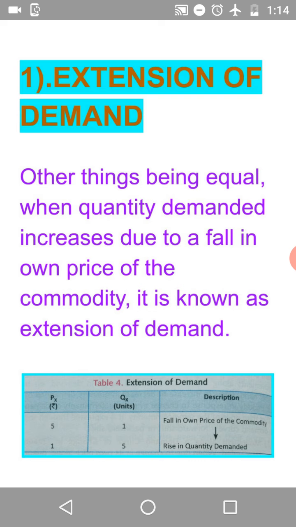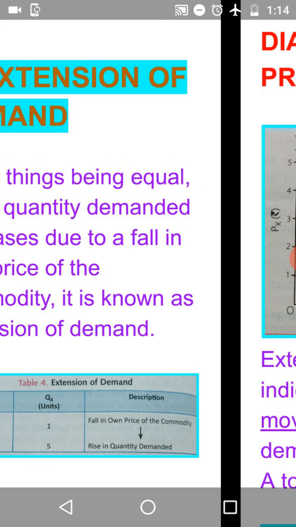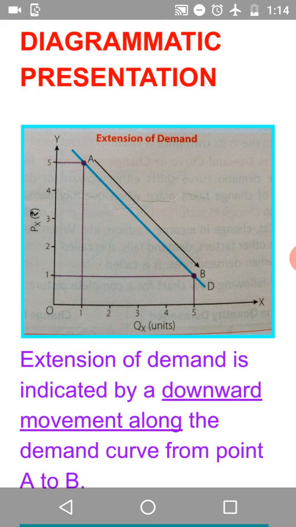Description देखिए, जैसे ही commodity की price fall हुई, fall in the own price of the commodity, उसके बाद क्या हुआ बेटा, rise in the quantity demanded. Here all the other factors are constant. In the same way, we can see the diagrammatic presentation of the extension as well. Initially, when the price was 5 and the demand was 1, it is indicated as point A. And when the price decreased to 1, the demand is 5, indicated by B. So, from A, we are moving to point B.